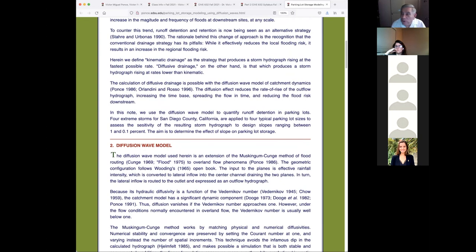People have pursued the diffusion wave model afterwards. Orlandini and Rosso, to my knowledge, were the first ones in 1996, picked up our ideas and tried to put them together in their own shop. And they must have, actually. And then everybody else kind of followed suit. And they're doing it right now, 30 years.